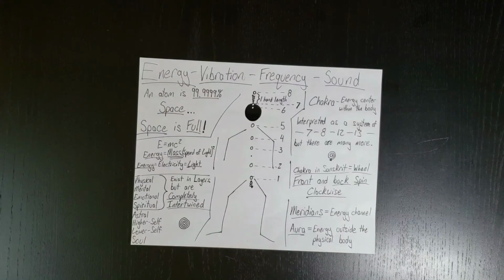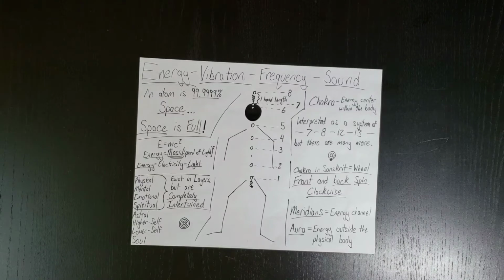Space is not empty. It's completely full. It's just a continuous energy fluctuation, and everything is energy vibrating at a specific frequency, and every frequency has its own sound. Even our thoughts and emotions are vibrations that come off of our body. E equals mc squared shows us that mass is completely made of energy, and energy is another word for light.